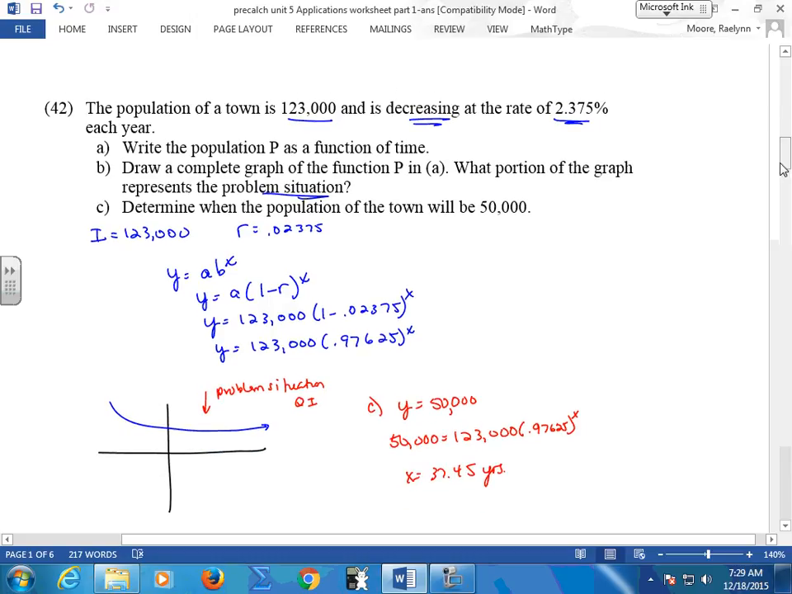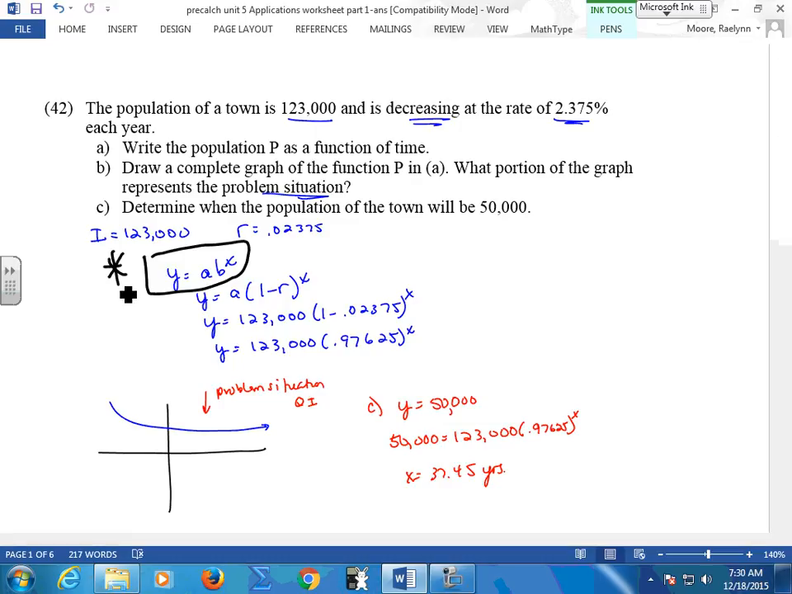Here's a population that's decreasing. Again, we start with this. This makes life very simple. Remember, there's no compounding, ever. There's no compound annually or anything. That's only for interest problems. These are straight problems.